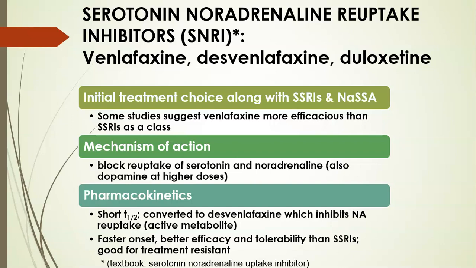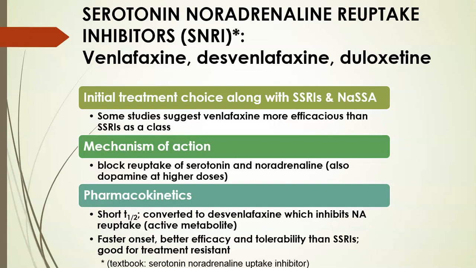And now it is actually recognized as one of the first drug choices, along with SSRIs and also the NaSSA class of drug. Some studies have actually suggested that venlafaxine is even more efficacious than SSRIs as a class, right? And as mentioned before, they block both the reuptake of serotonin and noradrenaline, and they also work on dopamine at higher doses. So again, they have active metabolites.